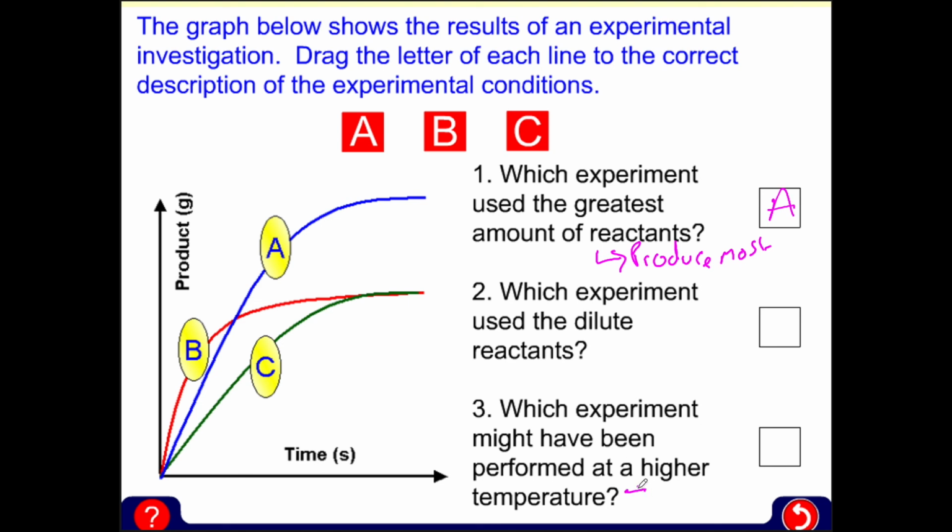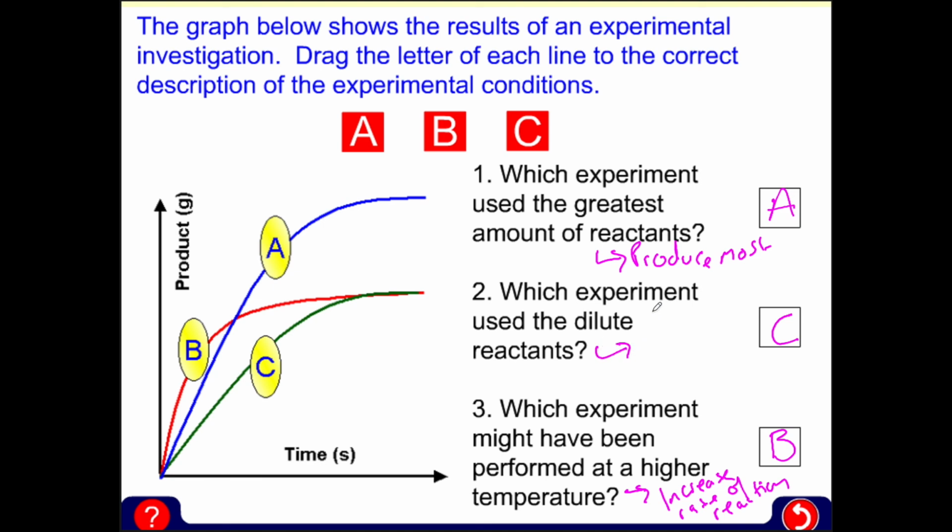So higher temperature we're giving those particles more energy, and we'll talk about that next lesson, but this is going to increase our reaction rate and therefore is going to be B, because that has the steepest gradient, and therefore C is our one which used dilute reactants.